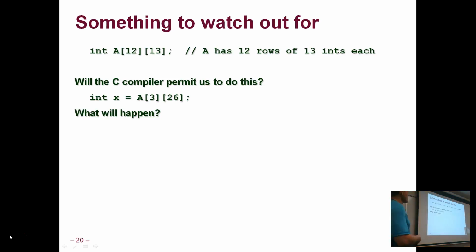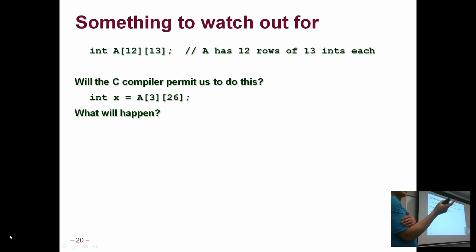So A of 12 by 13, this is the declaration. You have 12 rows, 13 integers in each row, so you have 13 columns. Will the C compiler permit us to do this? Absolutely. A of 3, 26. Yes, the answer is yes, even though the 26 is completely blowing up the number of columns. But what is it going to return you?